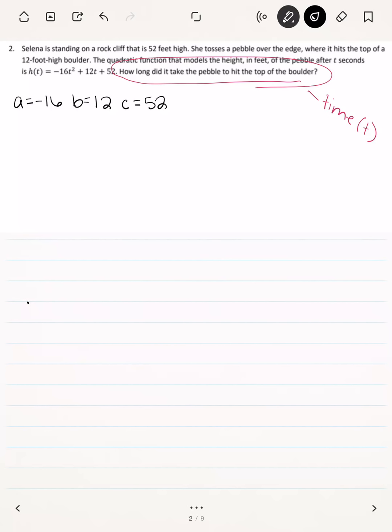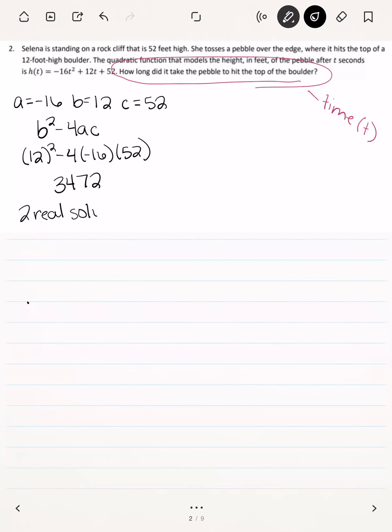I'm going to go ahead and plug it into my discriminant formula. That formula is b squared minus 4ac. It helps break up the quadratic formula. That's why I like to do it first. So I have 12 squared minus 4 times a negative 16 times 52. When I plug that into the calculator, I get 3,472. This is my discriminant value, meaning I should have two real solutions. So two real solutions, which if I'm talking about time, it better be real. And that's just stuff to help me. We don't have to do this.